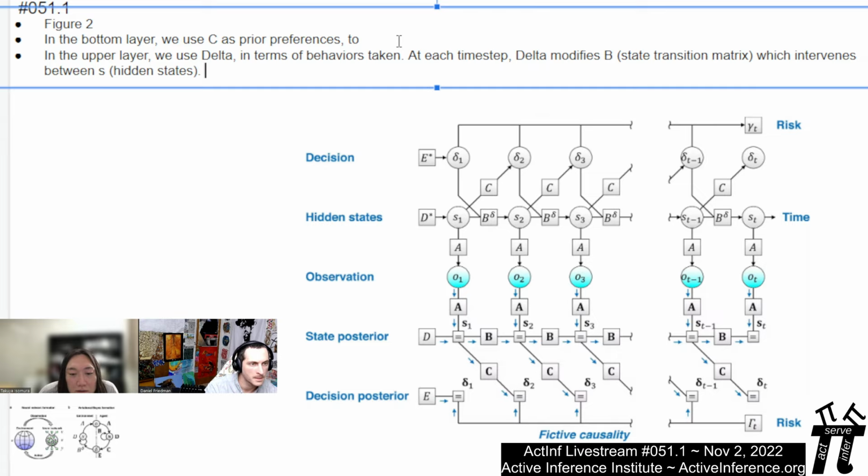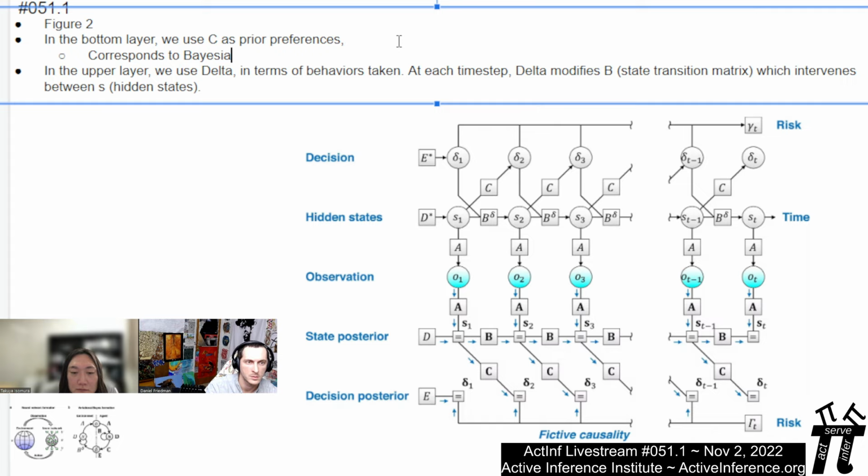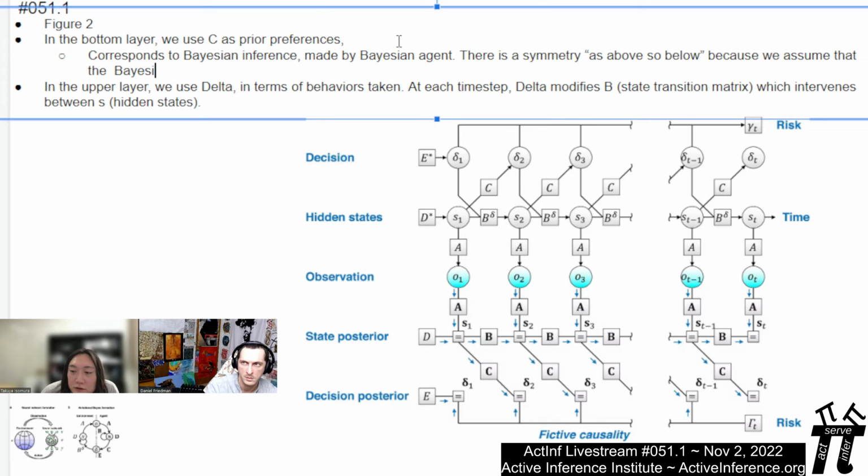And the lower part corresponds to Bayesian inference made by a Bayesian agent. So basically, there is a symmetry between the upper part and the lower part, because we assume that this Bayesian agent has a plausible generative model, which nicely corresponds to a given environment defined in the upper part of this figure.